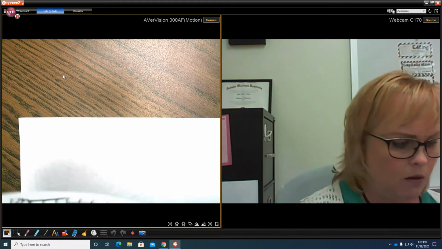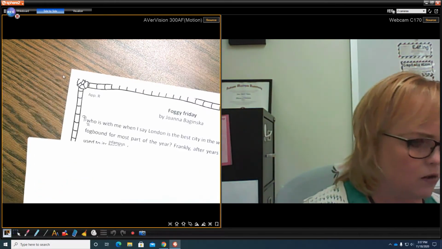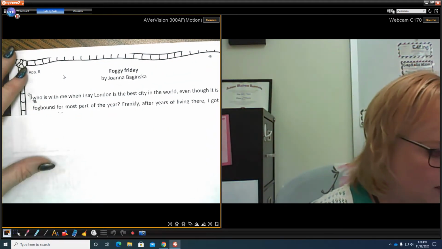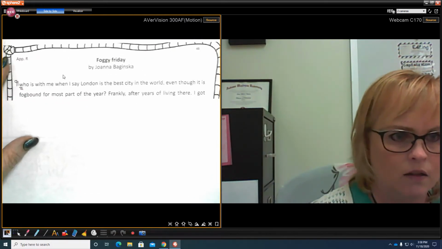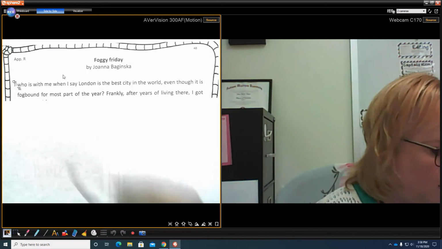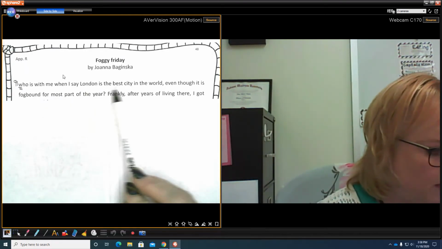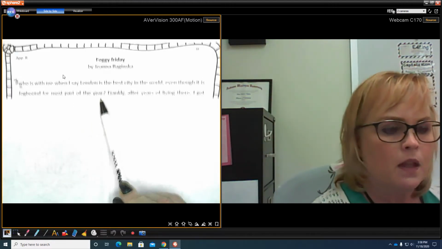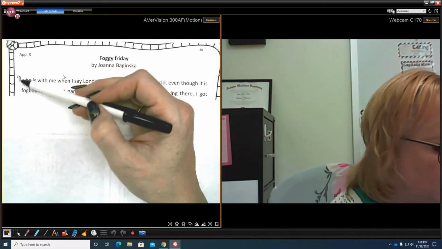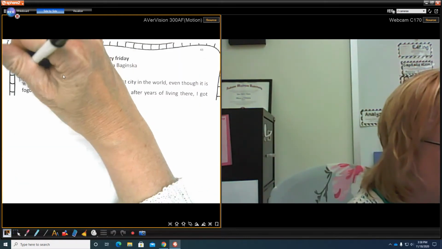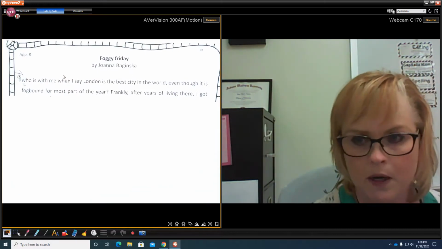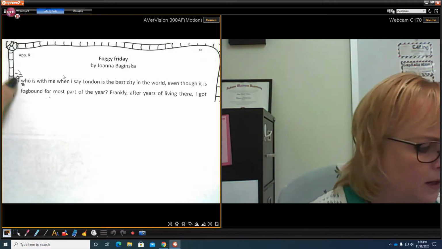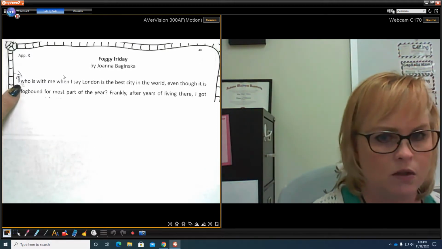All right. So now what we're going to do is we're going to look at the revising and editing that we did do. Okay, this is actually just the editing. So we had who is with me when I say London is the best city in the world, even though it is fog bound for most part of the year. So we have this mark here because this should have been indented. So it should have gone 2 fingers in because it's the first word in a paragraph. It's the beginning of a paragraph. So you can simply use the new paragraph line, and then who wasn't capitalized, so we use 3 lines underneath it.